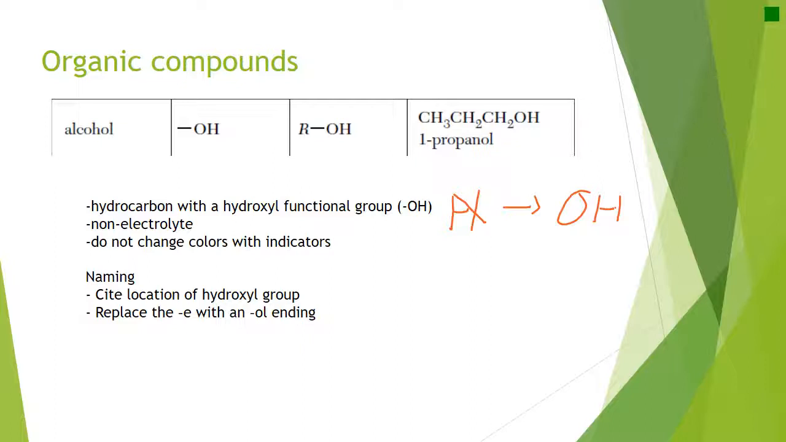They're non-electrolytes and they don't really change colors in indicators. Now, when it comes to naming an alcohol, you have to cite the location of the OH group, which means what carbon it is attached to, and then you replace the E with an OL ending. Hence, right here up top with this example, you have propanol instead of propane.